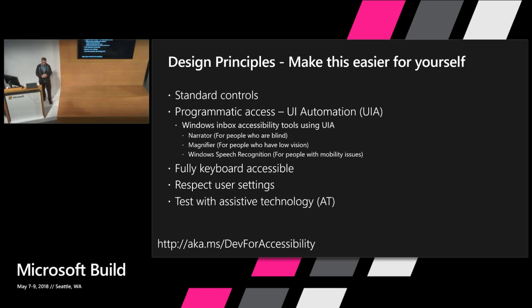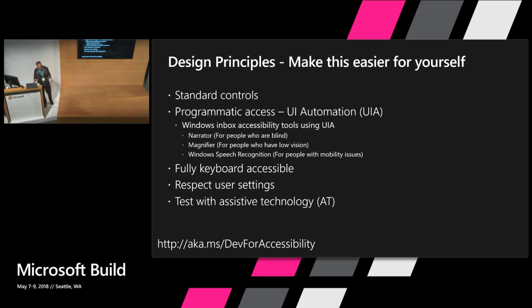Respect user settings. If I go to Windows settings and I make some changes, maybe I change the high contrast, or I change my color scheme, or high DPI, you want to make sure your app adjusts to those settings and doesn't stay hard-coded to certain colors that might be difficult for certain people to visually see. Also, test with assistive technology. Again, you've got Narrator, Magnifier, speech recognition. Test your application with those tools.